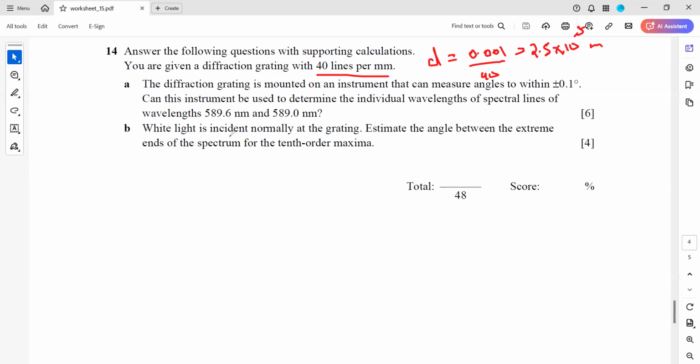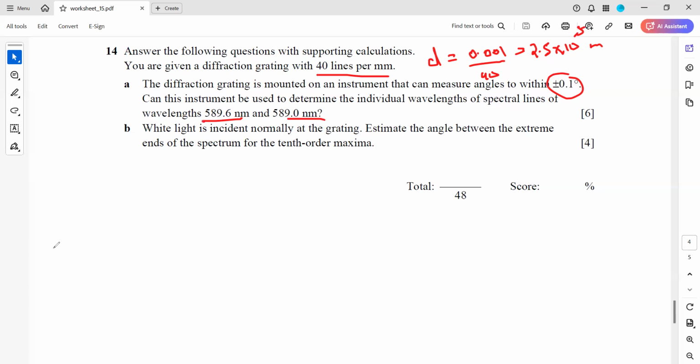And the question now: the diffraction grating is mounted on an instrument that can measure an angle within plus or minus 0.1 degree, the smallest value it can measure. Can this instrument be used to determine the individual wavelengths of spectral lines of 589.6 nanometer and 589? We will determine the angle for the first order for both of these wavelengths, and if that angle is more than 0.1, this instrument can be used.